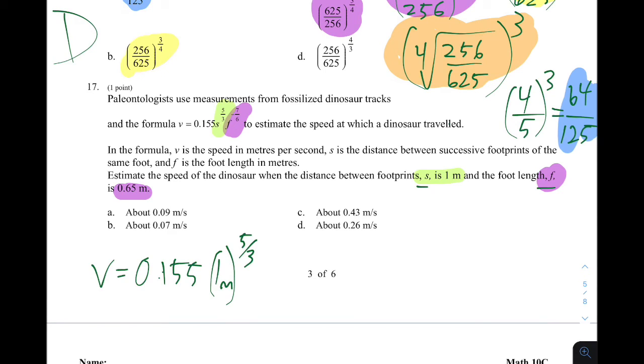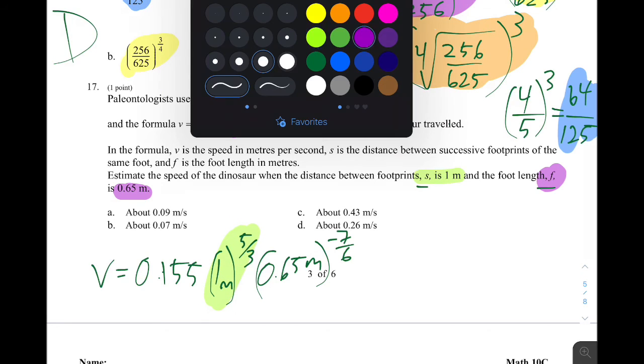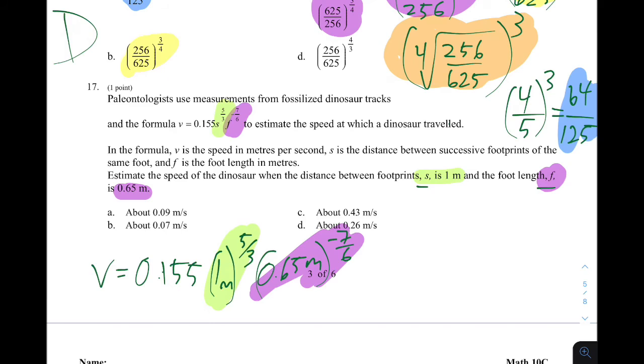And times F to the -7/6, and F is 0.65 to the -7/6. So I would deal with my exponent term here first, and this term here first. It doesn't matter which one of these I do first, but I got to do one of them first, and then the other one, and then I'll multiply everything out.